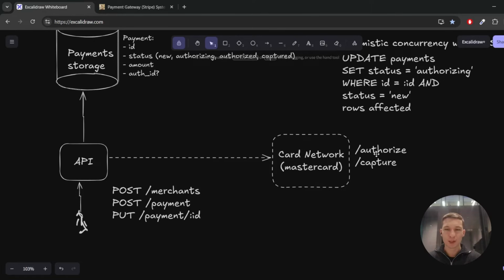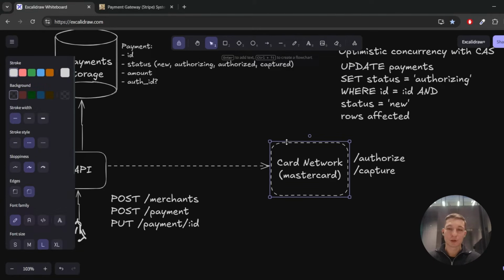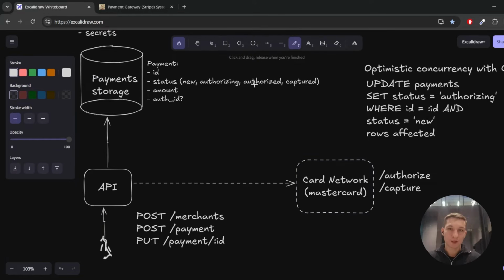So we don't want to split it into two steps, authorization and then capturing. We're going to do everything at once, but still the card network is designed in a way that we need to do two requests. So therefore, after updating it to authorized, we are going to issue another request, which is capturing based on the authorization ID.